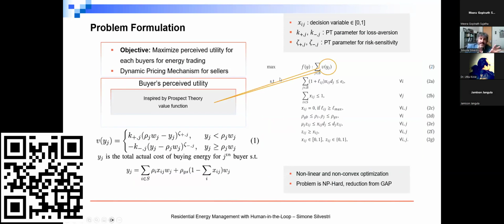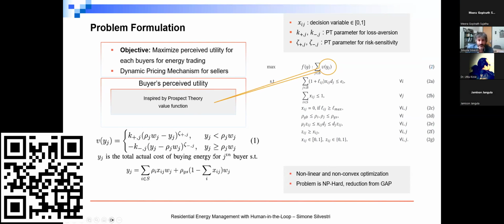So first, let's consider sellers. So here, as we said, we want to maximize their perceived utility. This is expressed as the deviation from their reference price, which is the price at which they would like to sell energy. So we formulate this optimization problem in which the objective is to maximize the prospect theory value function, which is basically the utility function of the users defined according to prospect theory, as I said before.